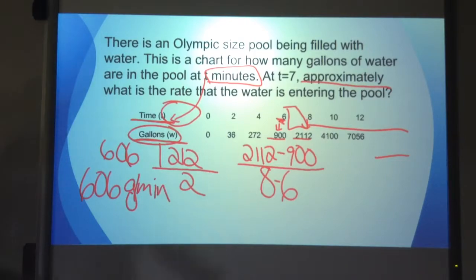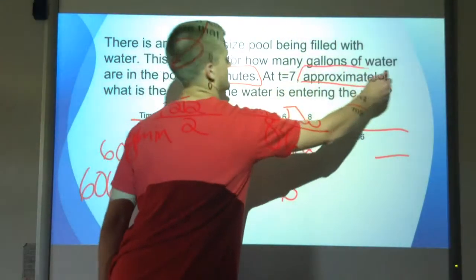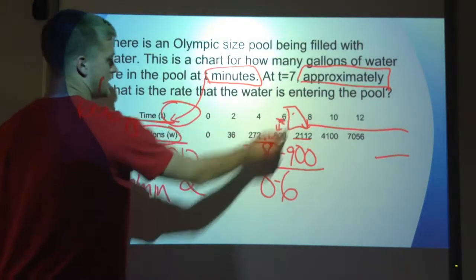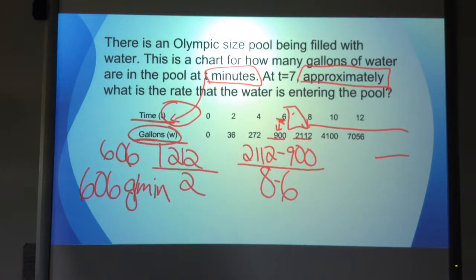Now, remember, going back to what I said originally, it's only an approximation because there is no number 7 on the chart. So that's all an approximation.